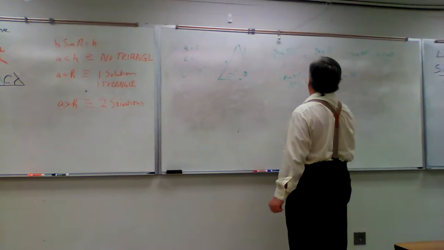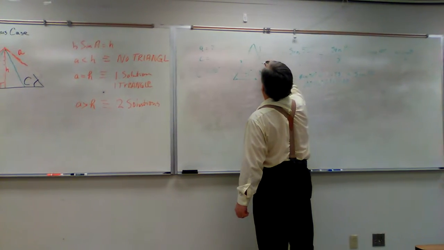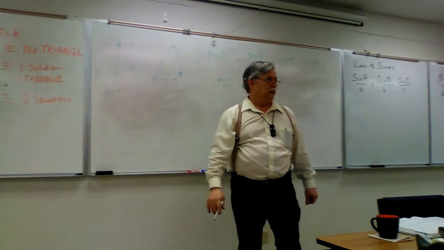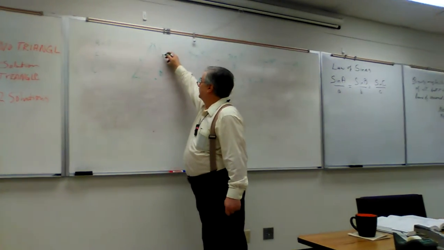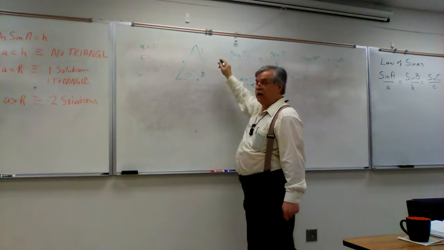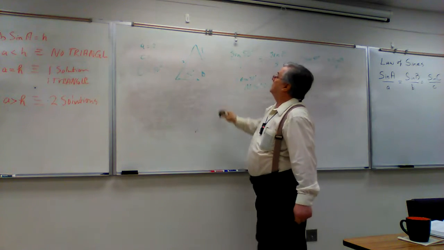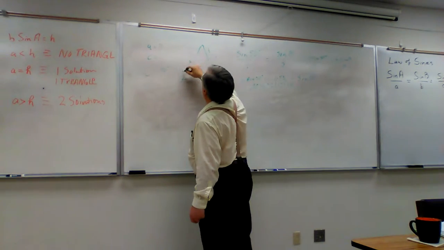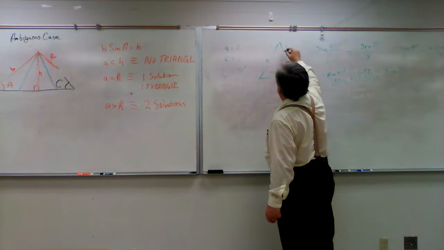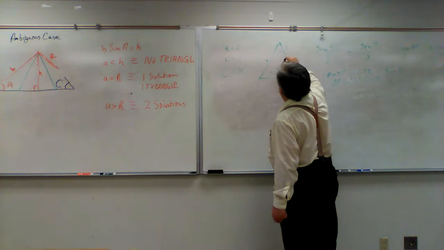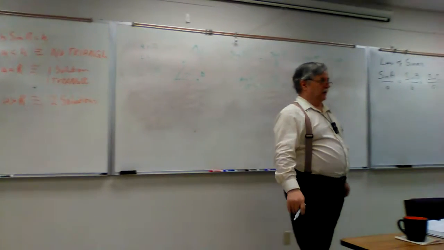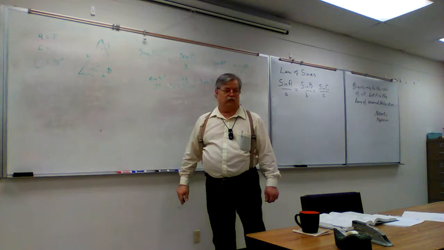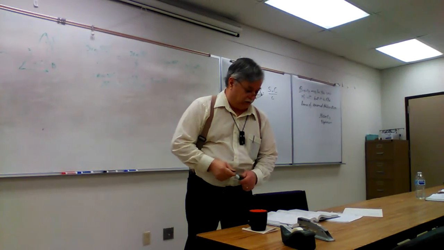We could also confirm that by simply taking 2 times the sine of 50, which is 1.53. This is only 1. So this line would have to be a minimum of 1.53 long. You see what I'm saying? Multiplying this leg times the sine of this angle gives you 1.53, which would be the minimum length of the opposite side. So, no solution.